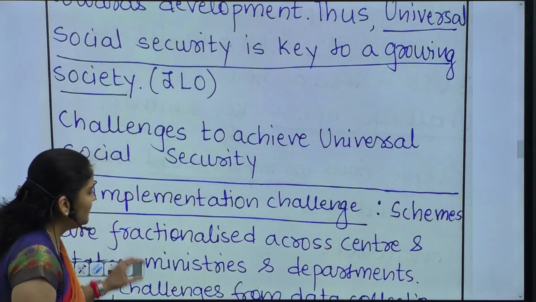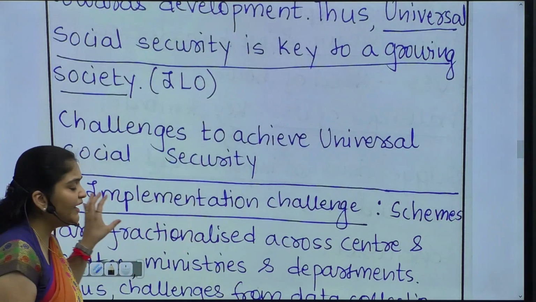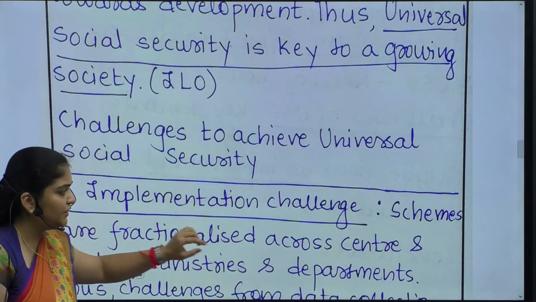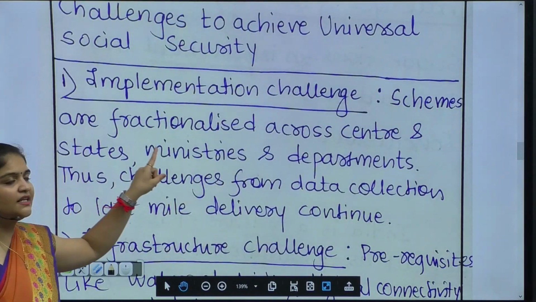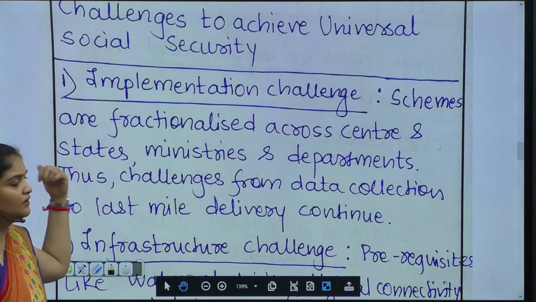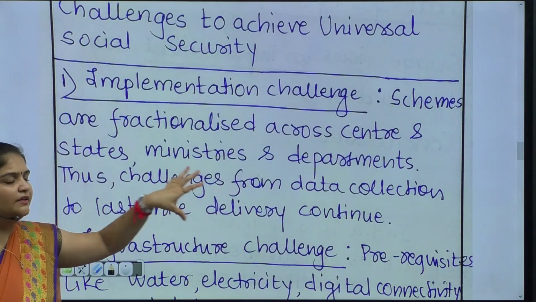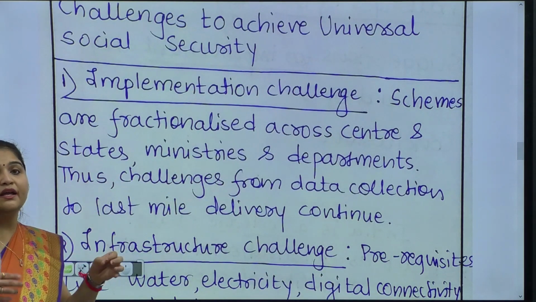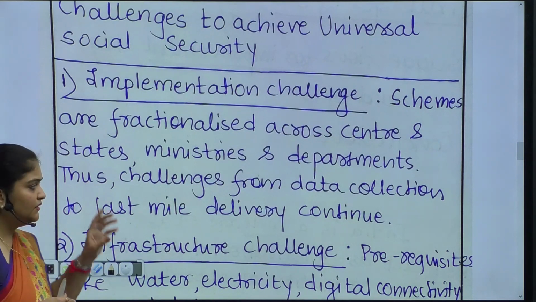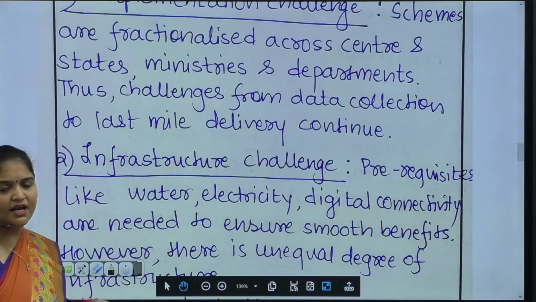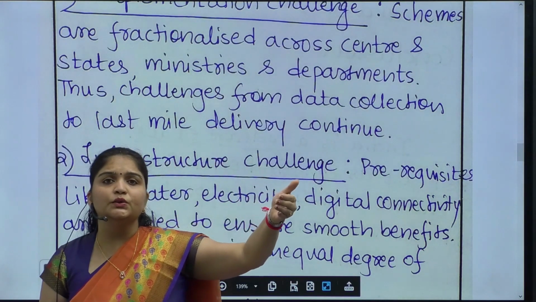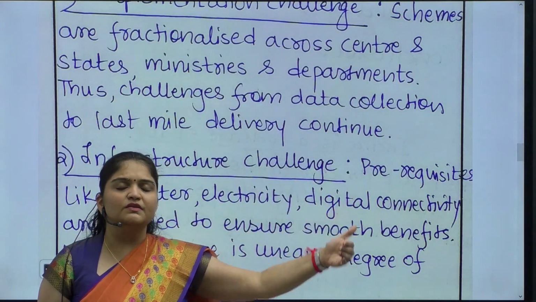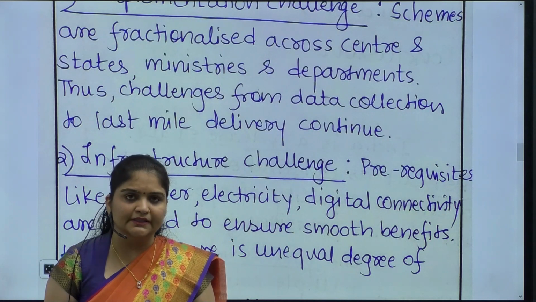Right? So first you talk of this, give it a heading like this. There is an implementation challenge. Why implementation challenge? Because things are fractionalized across center, states, departments, ministries. How we can integrate them, right? ये चीज़. Second, infrastructure challenge. How there is different infrastructure. So reaching out only to the citizen becomes very difficult in certain parts of India.